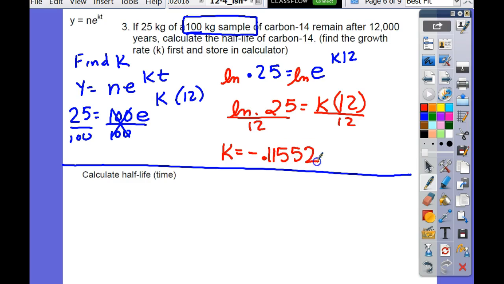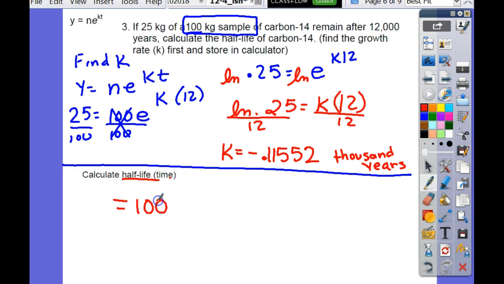But what you have to remember is I left off the zeros, right? So this is not per year, this is per 1,000 years, because I left off the zeros just to keep that from being in scientific notation. Got the k. Now we need to calculate the half-life, the time for the half-life.